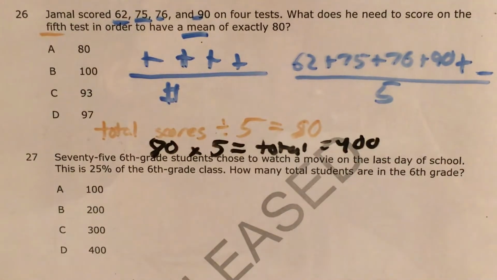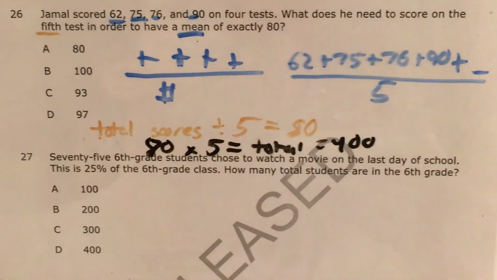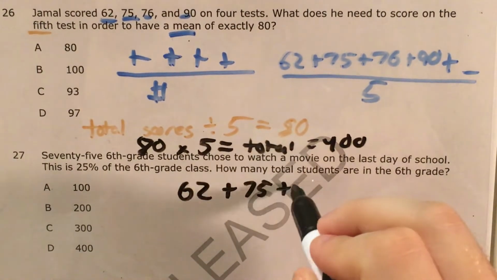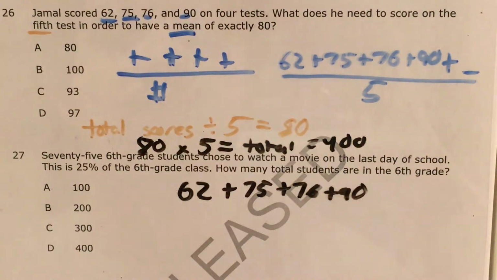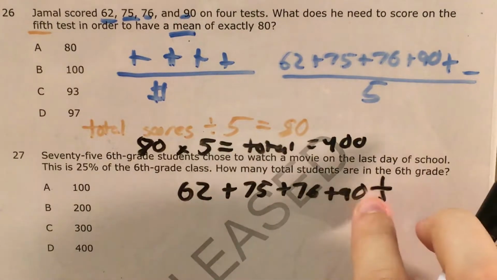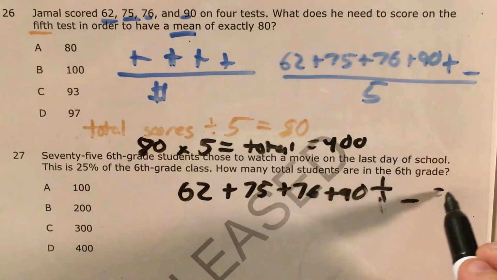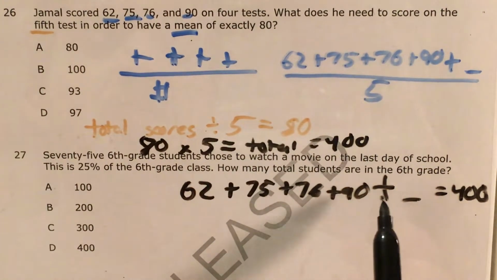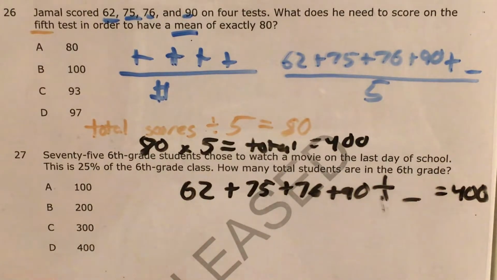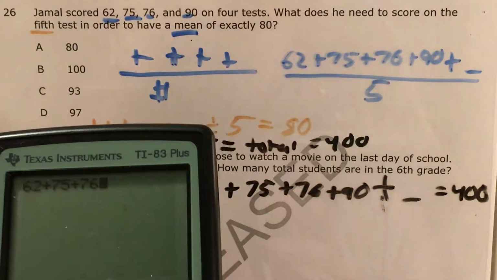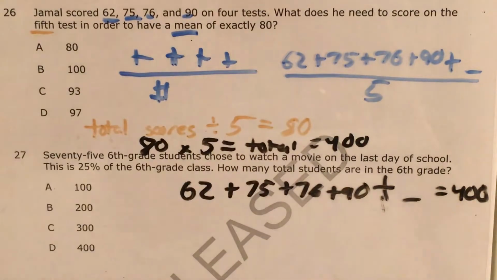So now I'm going to have to take over some of the real estate of this question down here and remind myself that I need to add up all of these tests, plus my unknown, and I need that to equal 400. And now whenever I have a problem with an unknown number and a bunch of numbers that I already know, if these numbers that I already know are being added, I'm going to just go ahead and add them in my calculator. 62 plus 75 plus 76 plus 90 equals 303.